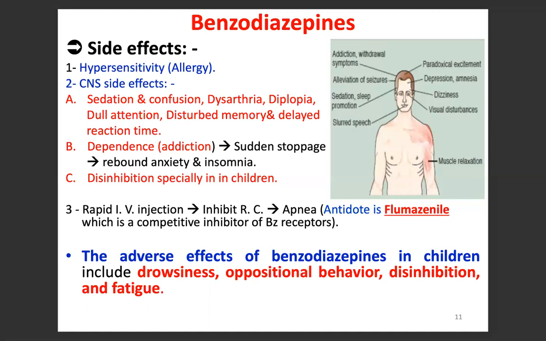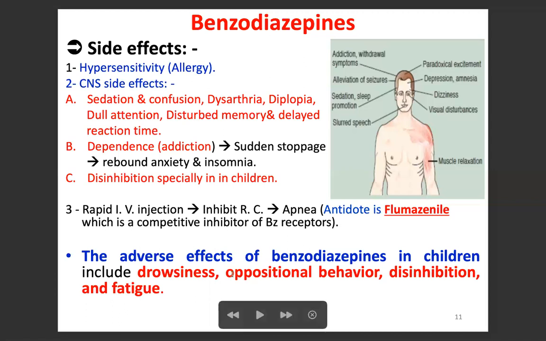And if it is given by rapid intravenous injection, it may inhibit the respiratory center, causing apnea. And which is the antidote for the benzodiazepines? Yes, this question is very important for your MCQ. Remember this: flumazenil. Flumazenil is an antidote for your benzodiazepines. For MCQ, remember antidote for benzodiazepine is flumazenil, which is the competitive blocker of the benzodiazepine receptor.